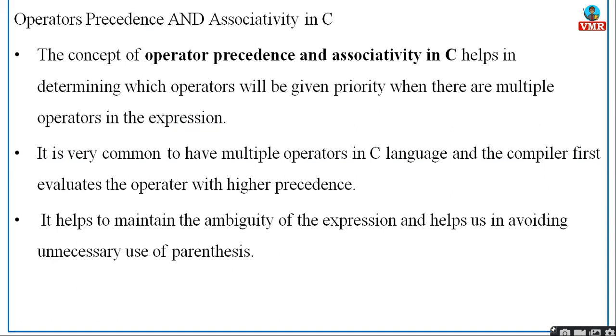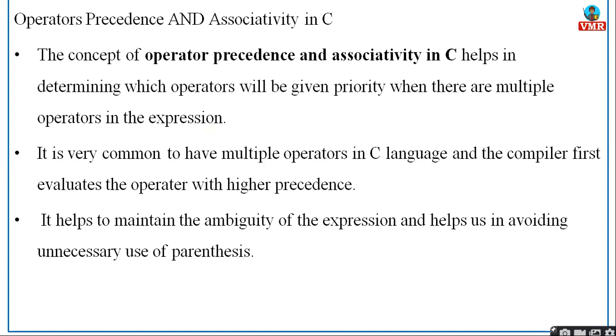Next comes our operator precedence and associativity. So what are precedence and associativity? Precedence is the importance. If I write A plus B minus C, which one should I perform, either addition or subtraction? That is a confusion between those expressions, what to consider first and what to consider next. That is given by your precedence. And coming to associativity, if two operators have the same priority, then which one has to be performed first? That is nothing but your associativity.